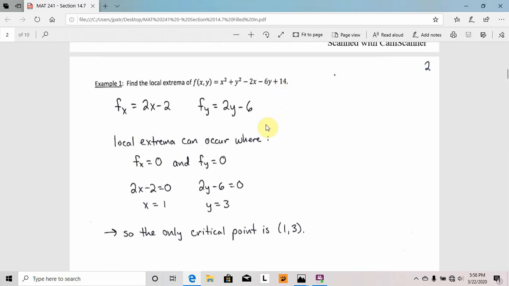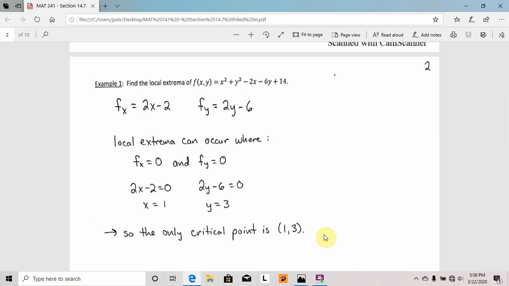So what I did was take both partial derivatives, which here aren't too bad since this function is just a polynomial. Where are we going to get local extrema? Well, you would need f sub x to be 0 and f sub y to be 0. So then I just solve those. Basically, you would need x to be 1 and y to be 3. So there's only one critical point, and it's the point (1, 3).